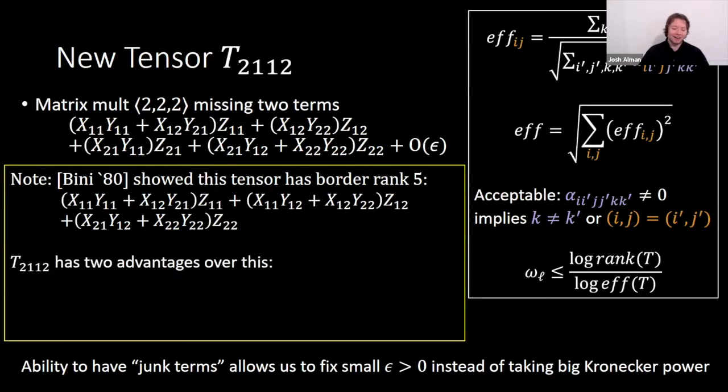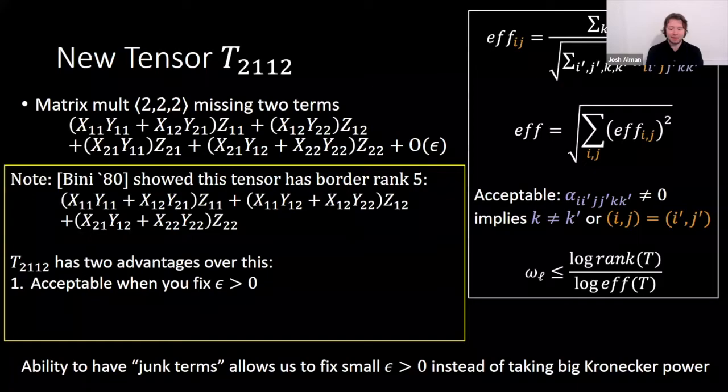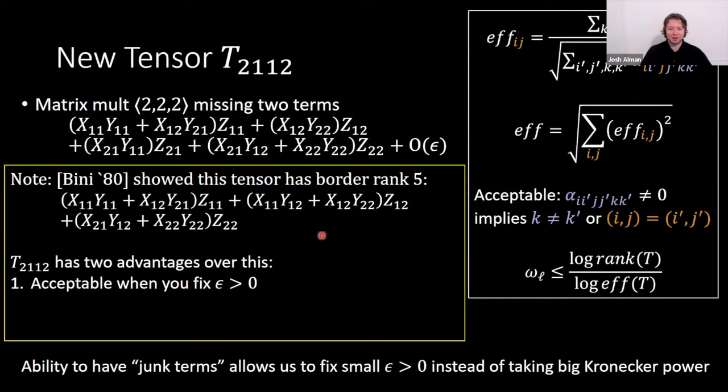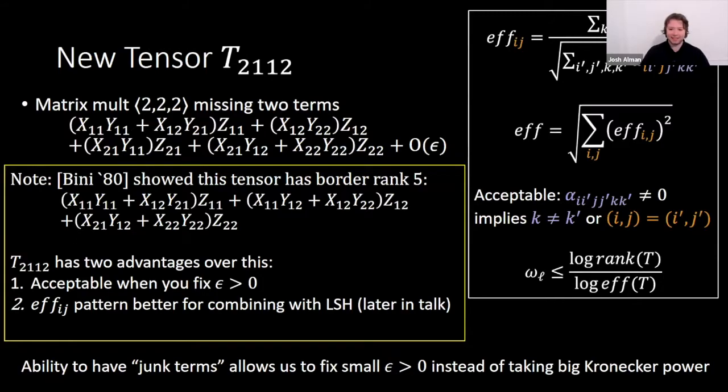But anyway, our new tensor has 2 advantages over this one. The first is that it's acceptable when you fix epsilon to be some constant bigger than 0. Bini's tensor, some of the terms that are hidden with coefficients of epsilon are actually not acceptable terms, so you wouldn't be able to just fix an epsilon like that. But in our tensor, all the hidden terms are acceptable terms. And the second one is something I'll talk about a bit later in the talk: the pattern of the efficacies for our new tensor is better when you're combining it with LSH. I talked about this way to combine it with hashing to give faster algorithms. I'll talk more about that a bit later in the talk.